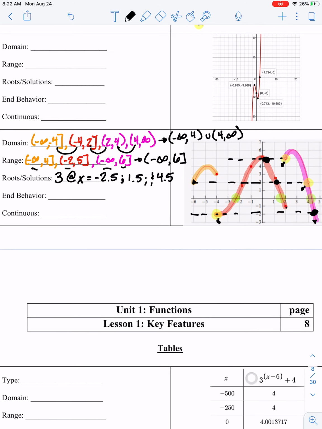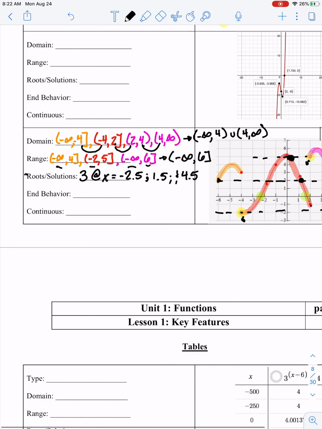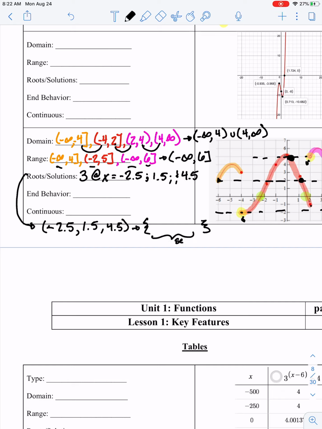Be careful when you're writing your roots and solutions, because negative 2.5, 1.5, 4.5, if you write it like this, some people may think you're talking about a 3D coordinate plane, or excuse me, like a 3D graph. So if you're going to put commas in between them, make sure you use the squigglies, right? And what this does is just simply means set, where parentheses mean point when we're talking about values.